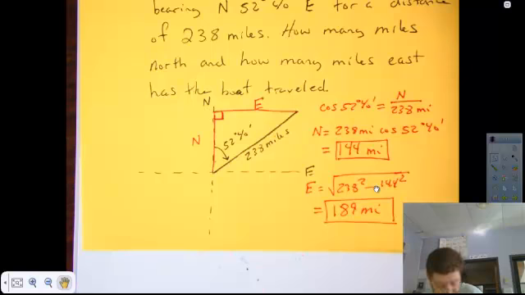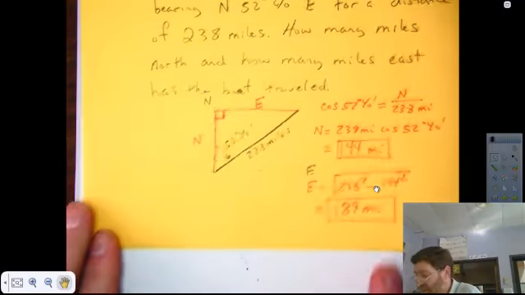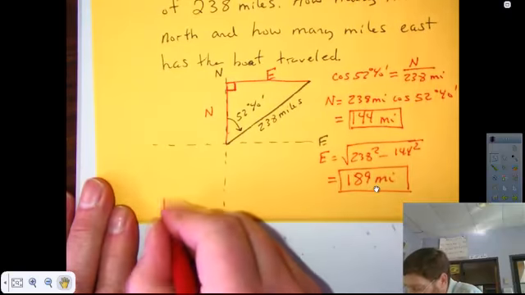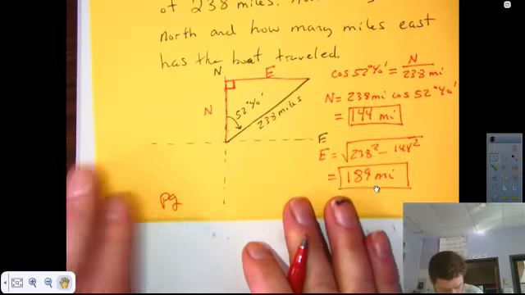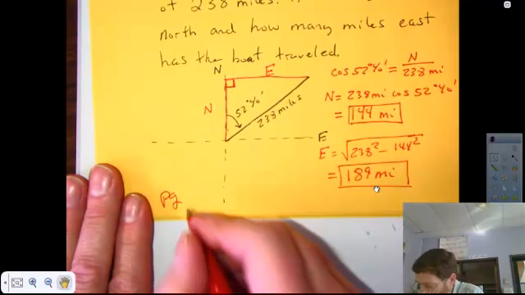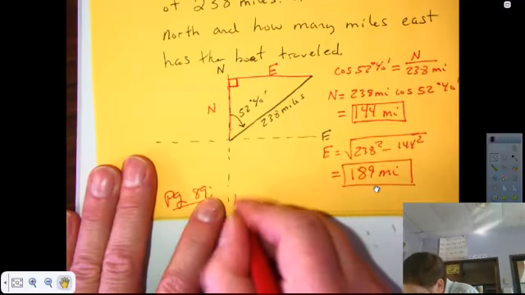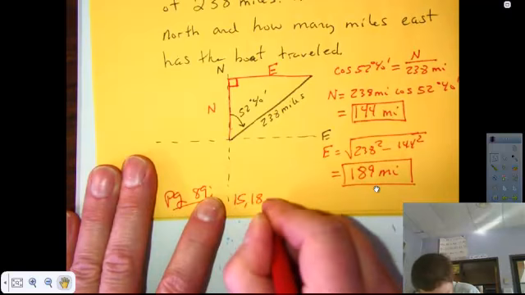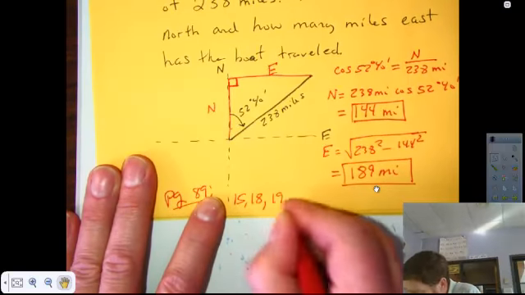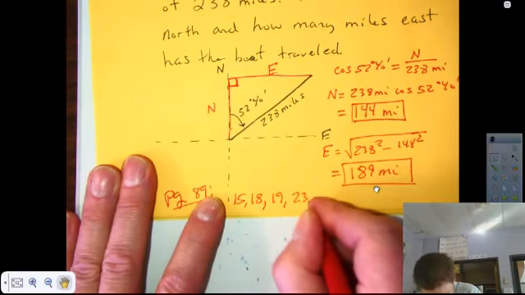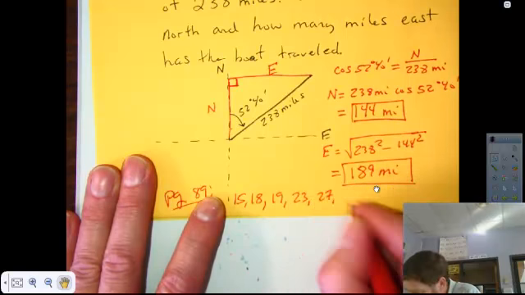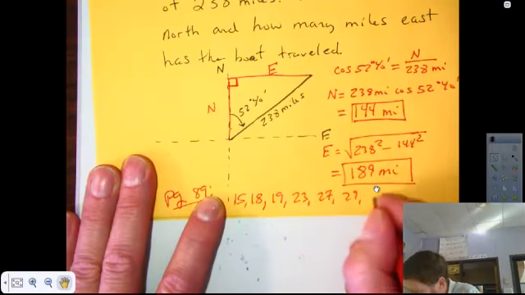Okay, the assignment today. Just a short assignment again. Same type of thing, just some application questions. On page 89: 15, 18, 19, 23, 27, 29, and 31.